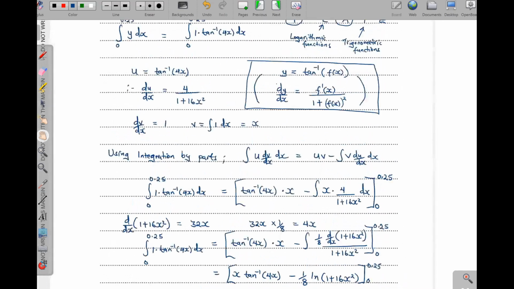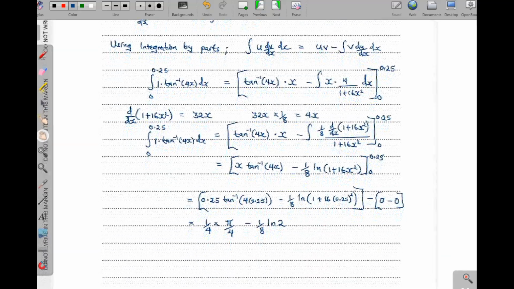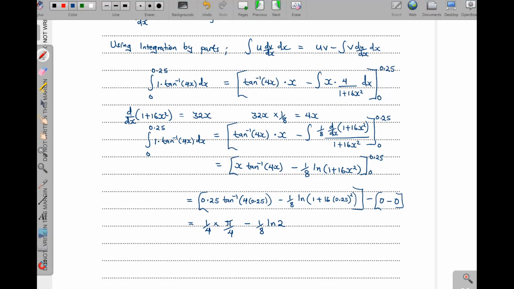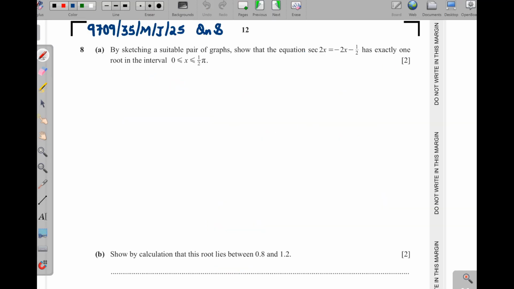Did they say exact value? Yes, exact value. So I'm going to write my answer here as pi over 16, then minus 1 over 8, then natural log of 2. As simple as that. Question 8 part A.